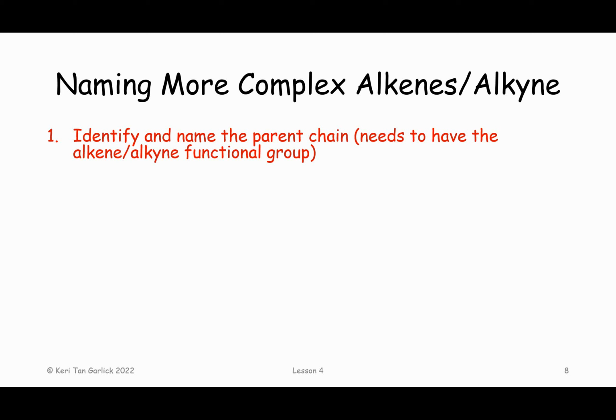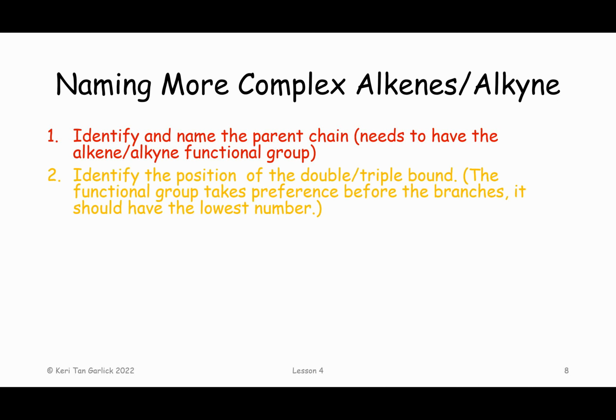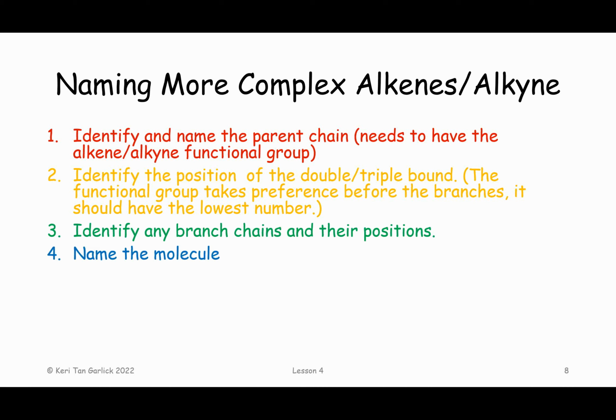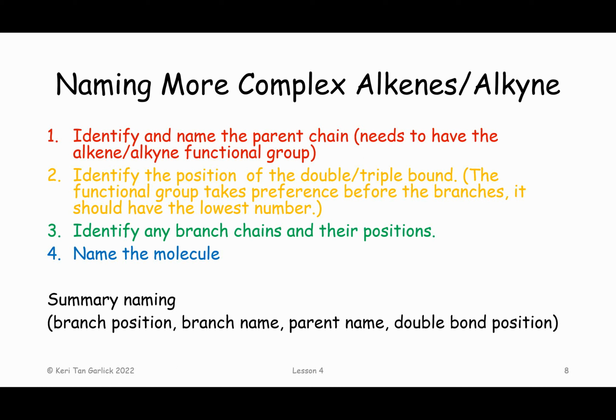Cool. When it comes to more complex naming then, you need to first identify the parent chain, figure out where the position of that double or triple bond is, and the numbering now is preferenced to the functional group instead of the branches. So just like with the haloalkanes, the preference always goes to the functional group if a functional group is present. And you want to give it the lowest number possible. After that point, identify if there's any branches and what positions they will be. Remember, when you give them those positions, you only number the chain once, and so it's in reference to the functional group. And then you name the molecule.